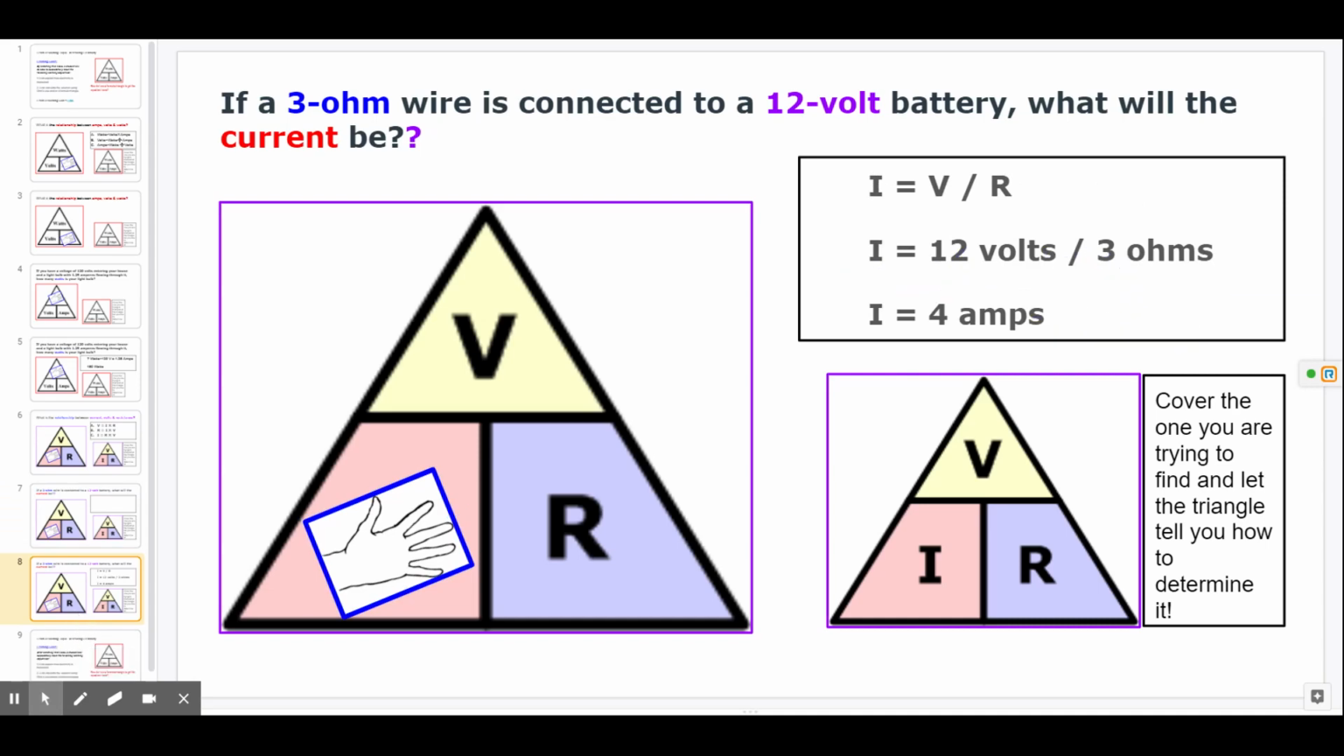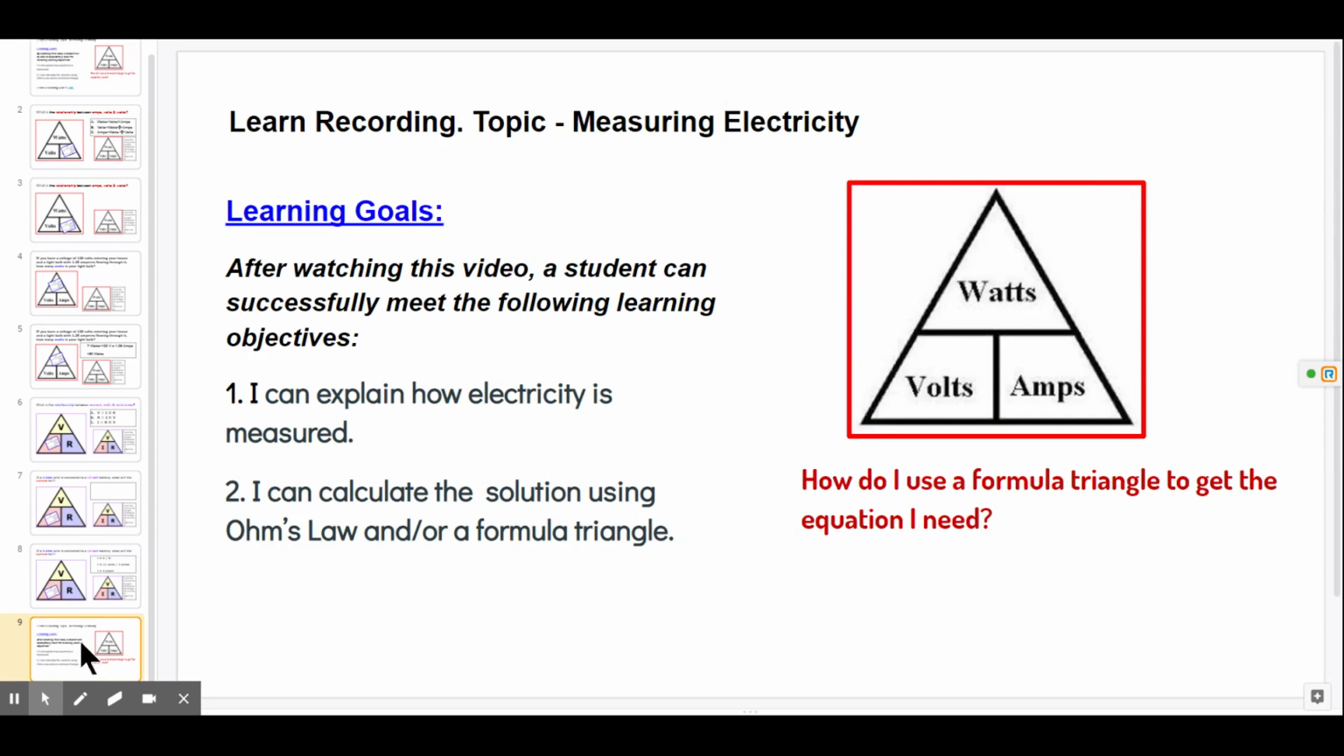And there we see it right there. That's how you use a formula triangle. You cover up what you need to find, and what you see remaining is how you solve for your answer. After watching this video, a student can successfully meet the following learning goals. You can now calculate the solution using Ohm's law and/or a formula triangle and measure electricity.